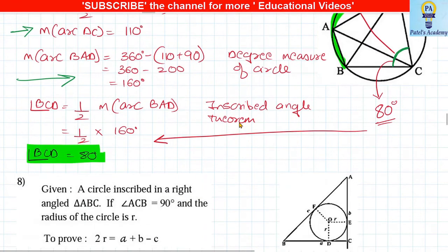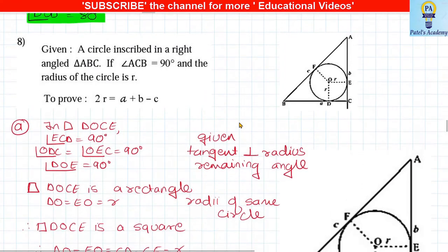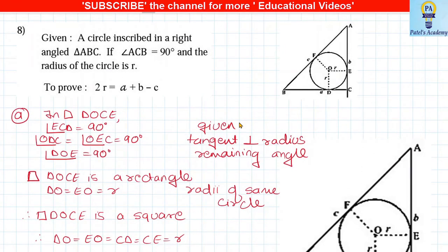Let's see the next one. Students, the next sum is a short important sum. Again, it is an old syllabus question bank of geometry. So if you have the book, you can have a look at this particular sum. Here they have given a right angle triangle. There is a circle inscribed in a right angle triangle where angle C is 90 degrees, and they have given the sides also in the form of small a, b, c, and you have to prove that twice the radius is equal to a plus b minus c.